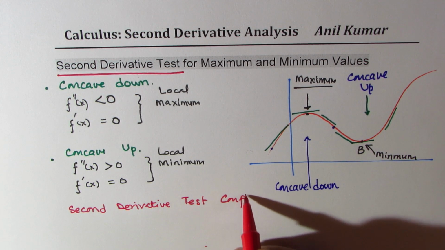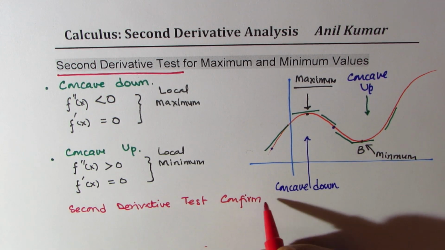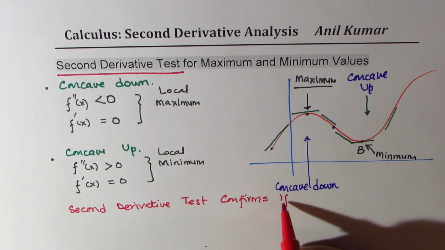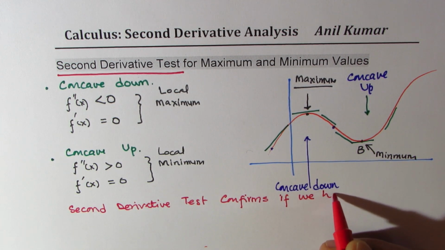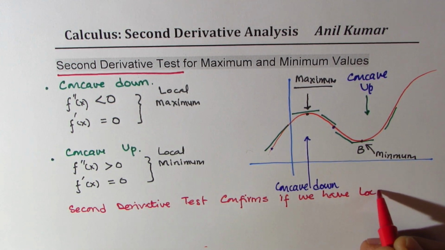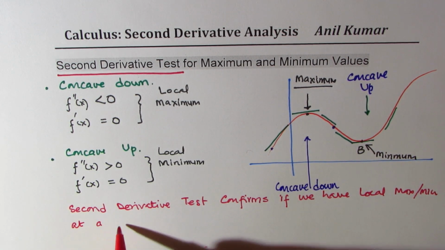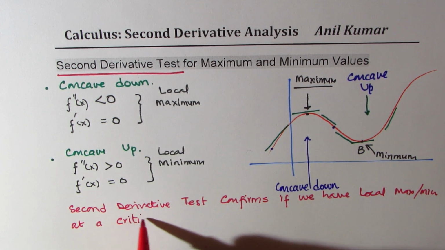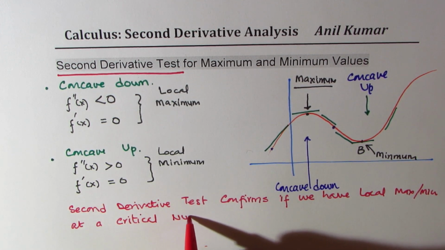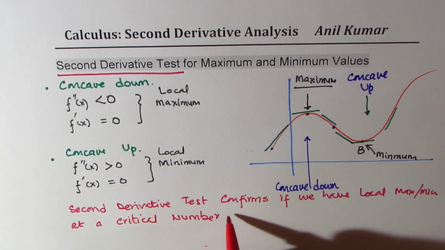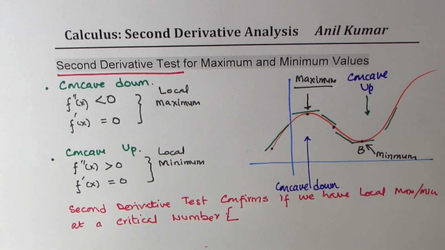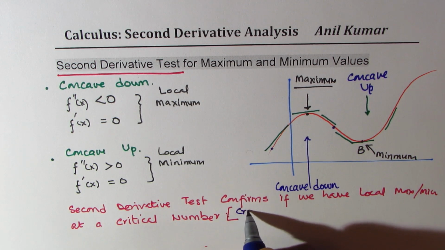Confirms if we have a local max or min at a critical number, right? Now, what is a critical number? Let me write down that also. So I'll write in different ink, critical number.